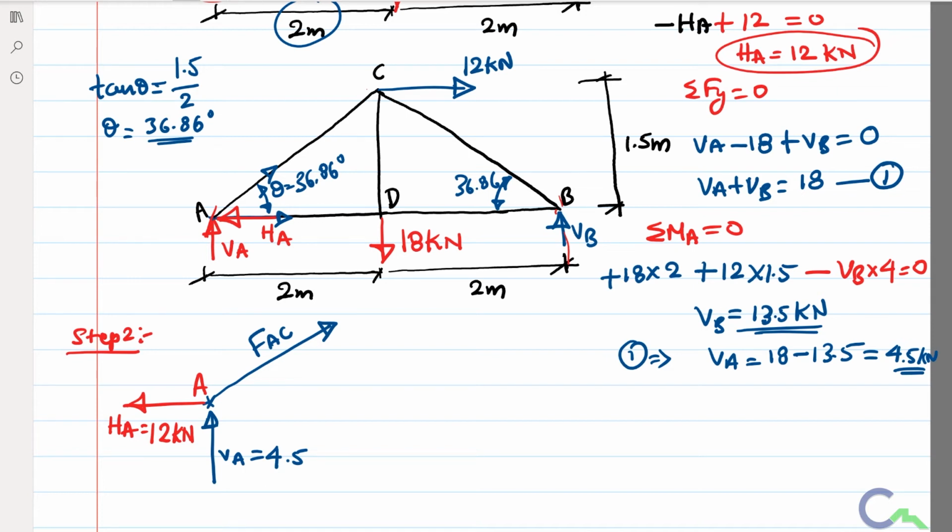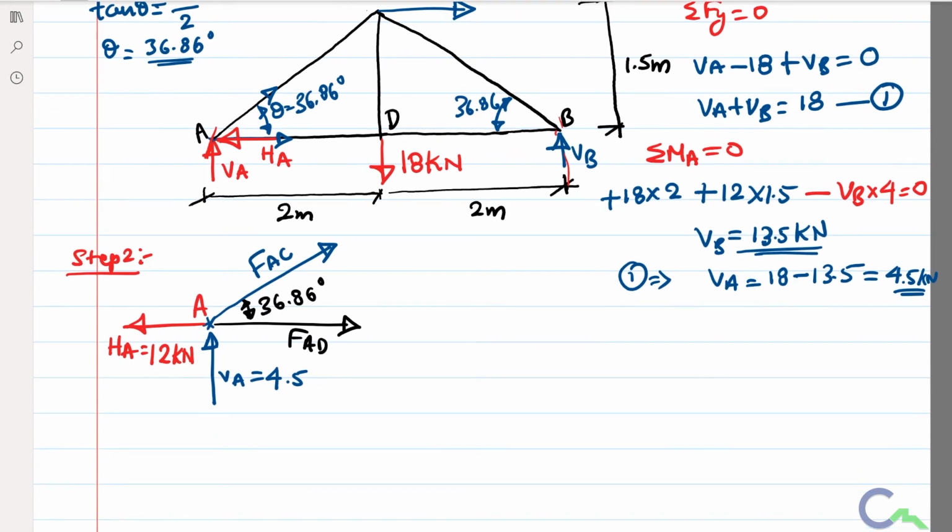So after that I will take one more member, that is FAD. This angle I already calculated, that is 36.86 degree. So first I am going to resolve this force in the vertical direction. Summation of vertical forces is equal to 0. That is the first equilibrium condition I am going to take. So vertical forces, VA is acting upward, plus, therefore 4.5.